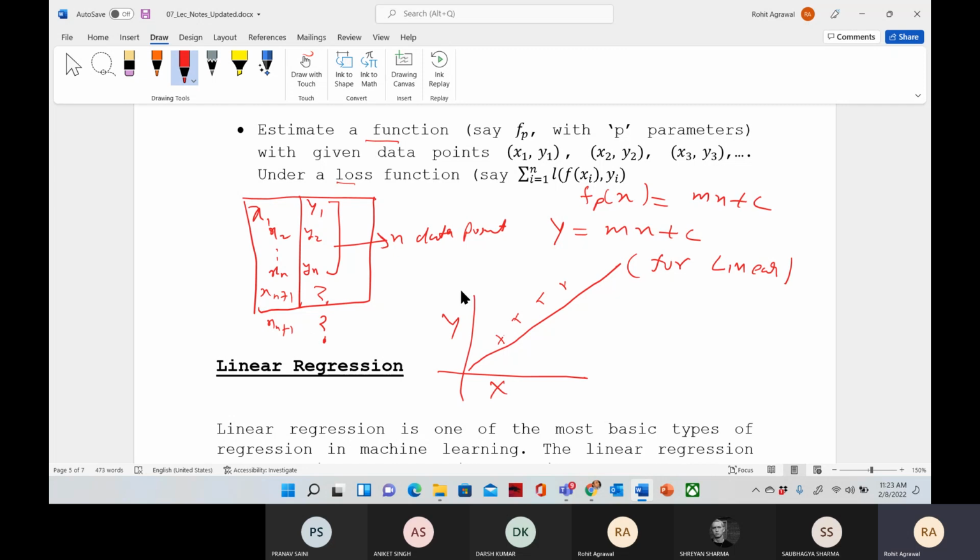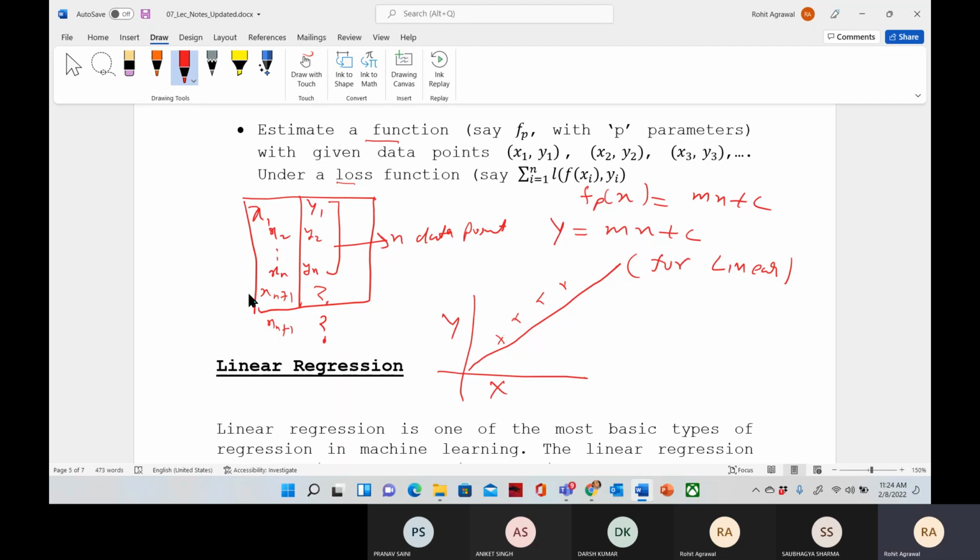So our goal is to estimate a function. Now for linear regression, our function is y equals mx plus c, where m and c are the parameters that we are going to calculate. Now how will we calculate these parameters?